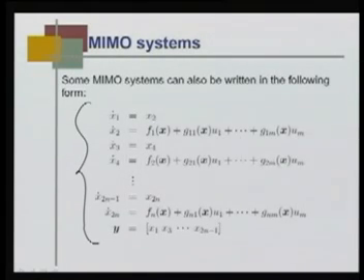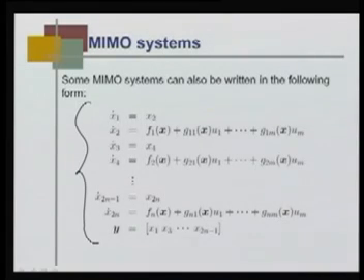x3 dot is x4, x4 dot is f2(x) plus g21(x) u1 until g2m(x) um, and similarly finally x2n minus 1 dot is x2n and x2n dot is fn(x) plus gn1(x) u1 until gnm(x) um. Okay.